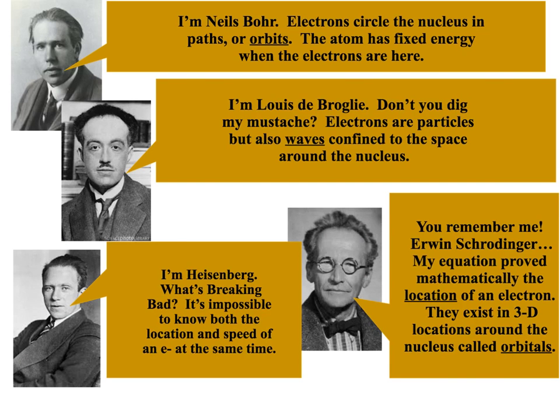So this first guy up in the top left is Niels Bohr. Remember, he's the one that said these electrons circle the nucleus in paths or orbits, and the atoms have fixed energy when the electrons are there, which means different electrons could live in different levels based on the amount of energy that they have. He wasn't totally right about the orbit part, but he was totally right about the energy.